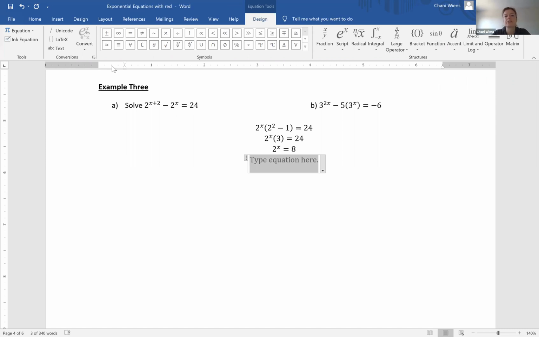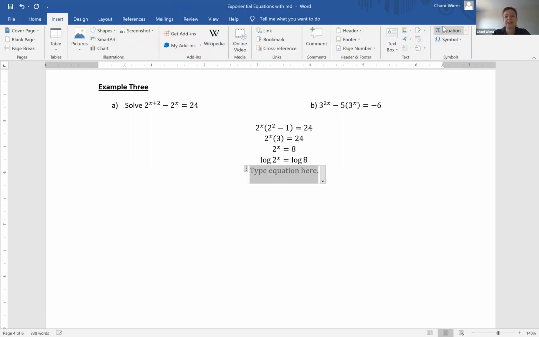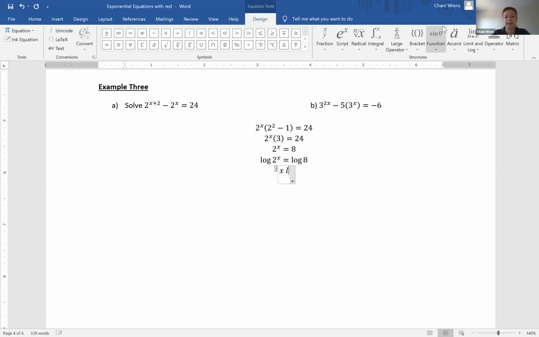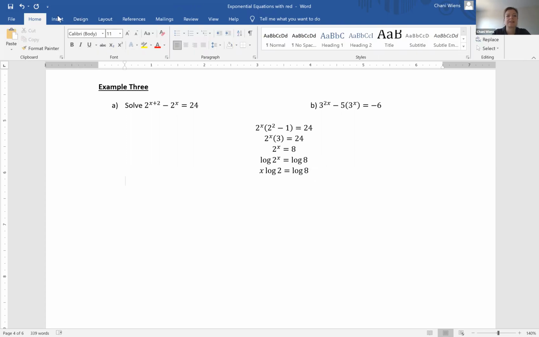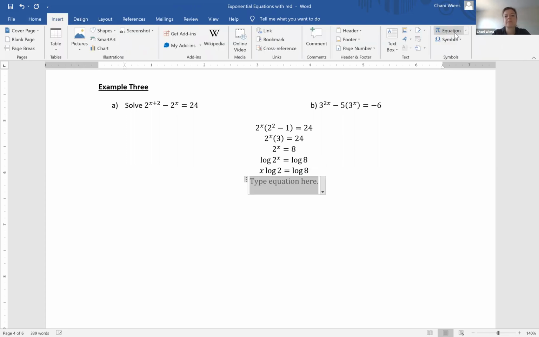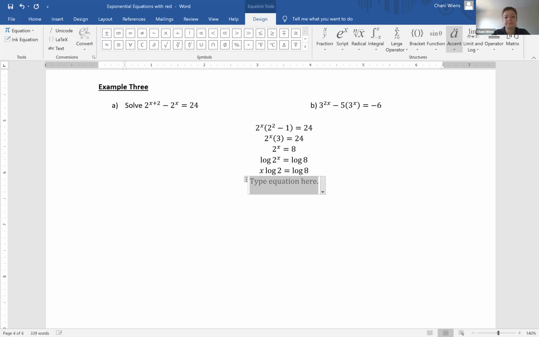more challenging question, what you would do now is take the log of both sides. So take the log of 2 to the x, set it equal to the log of 8. Okay, so then your next step would be to bring the x down as a coefficient. So x times log 2 equals log 8. And to isolate x, divide both sides by log 2.